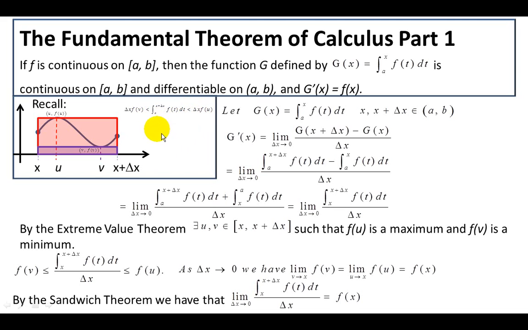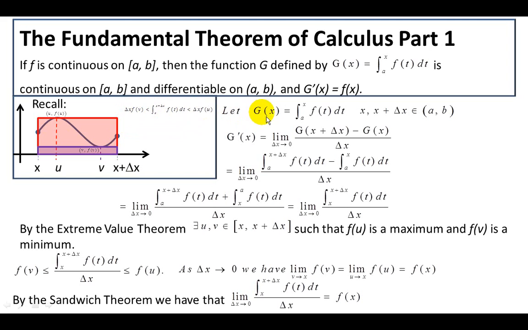And then we could go the other way. We could say I want to use the height of the rectangle to be f of v, which is a minimum. And the width would still be delta x. But in this case, you see that you have a lower estimate. And delta x times f of v is less than the integral. Okay, so keep that in mind as we proceed with the proof.